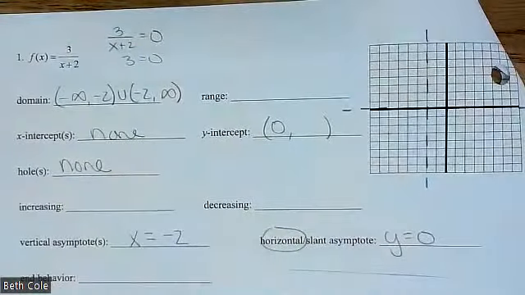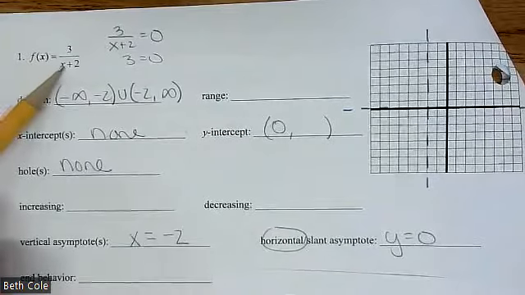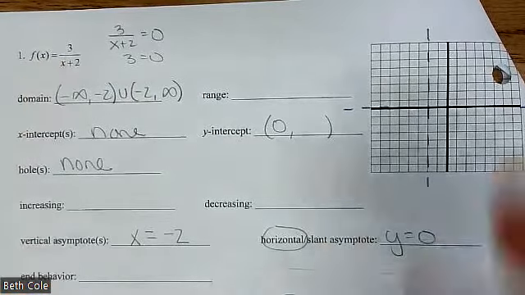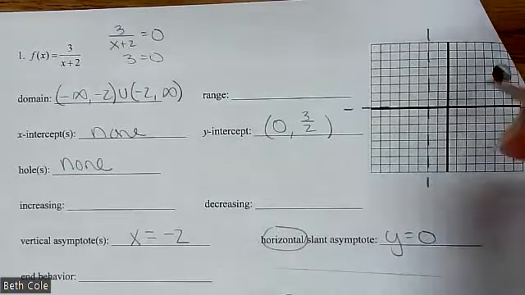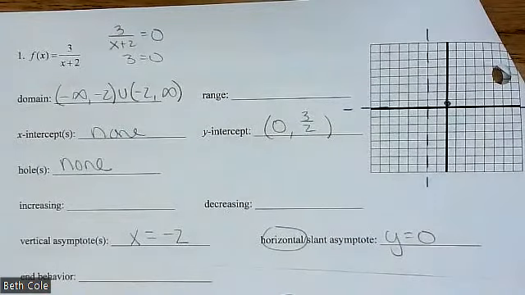Y-intercept, we will get one of those. You're going to plug in 0 for x. So if you plug in 0 for x, what do you get? You get 3 over 2. Now, you can't graph that perfectly, but it'll be good enough. 3 over 2 is what, as a decimal? 1.5. So as long as you put it in between 1 and 2, then you're good.